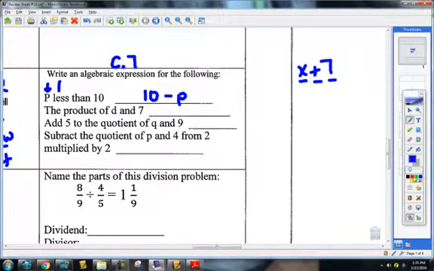Now I'm going to give you a way to help you understand that because it's confusing. A lot of people think p minus 10. Remember, order matters when you're doing subtraction because in this case it's whole minus part.